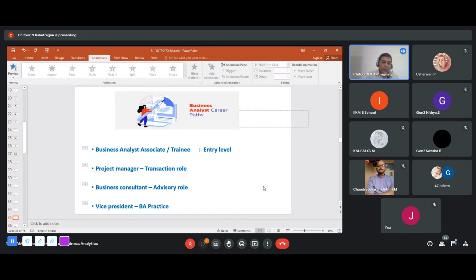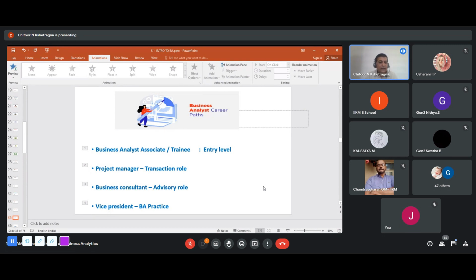You should know how people are buying groceries, how people are buying food products, how people are dining and how they are eating out. That's our advisory role. And then with a few years experience, you end up being a vice president, BA practice. It's called business analytics practice. Those are typical career paths, right?